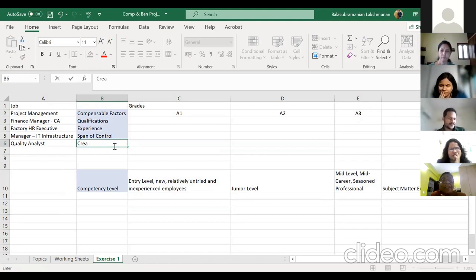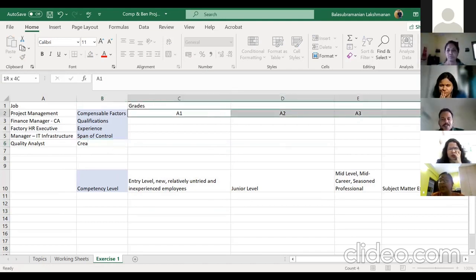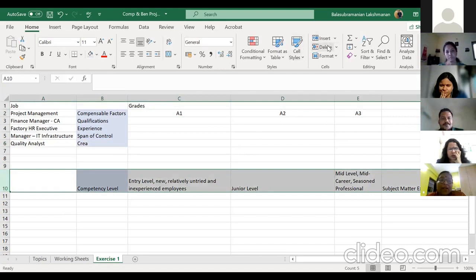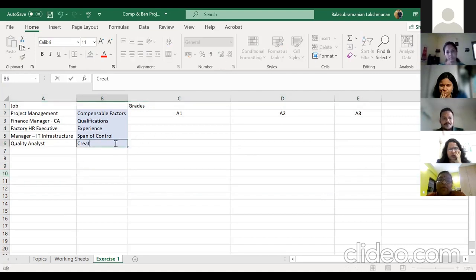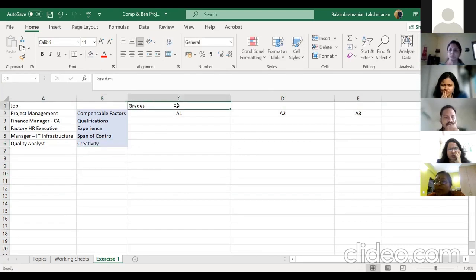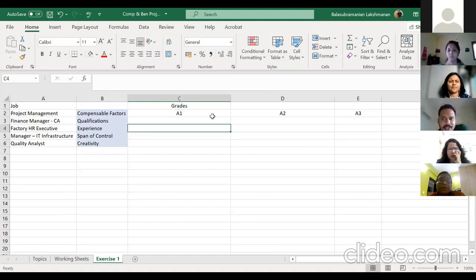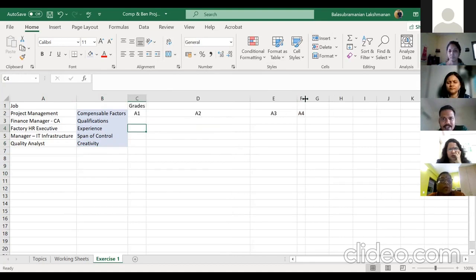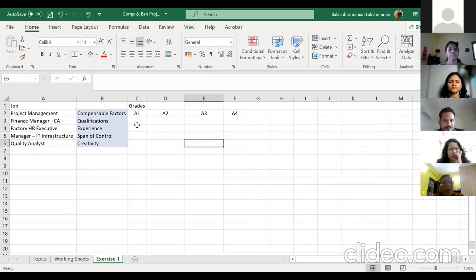Now, having done that, your grades. So A1, A2, A3. Where are your grades? You're creating a template. So A4. Instead of A, you can have grades like grade 1 will be your entry level or low level, then middle level, senior level and top level. Yeah, it can be A1 entry and A4 is the highest. Done.